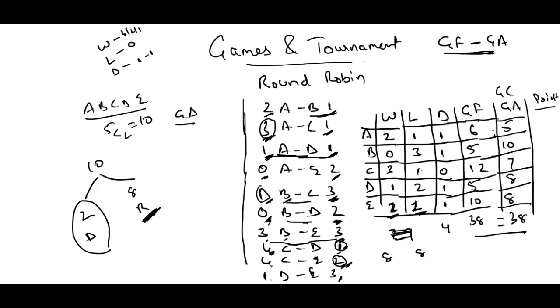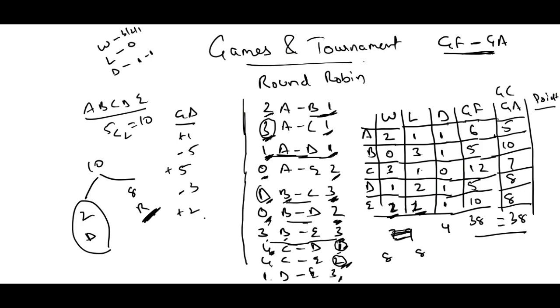In the case of A, we have 6 minus 5, plus 1. In the case of B, we have 5 minus 10. Now here the goals against is more, so it will be minus 5. In case of C, we have 12 minus 7, that makes 5. 5 minus 8 will be minus 3, and 10 minus 8 will be plus 2. So we have 3 teams with plus goal difference and 2 teams with minus goal difference.